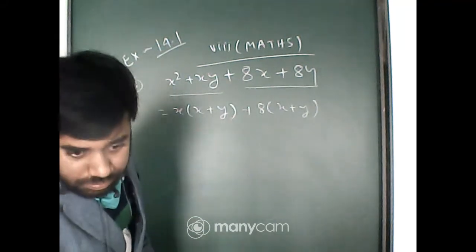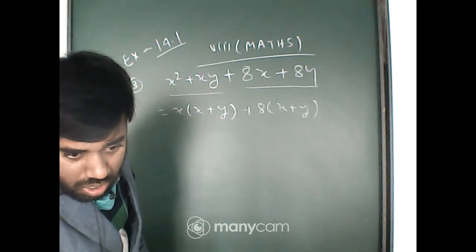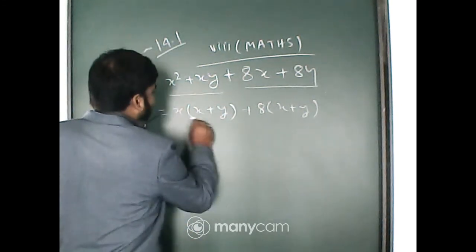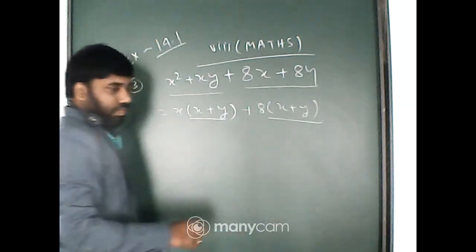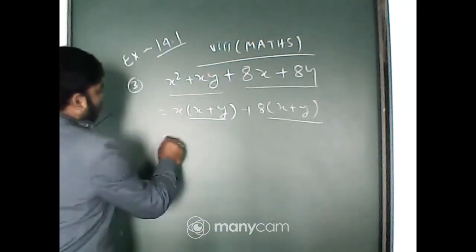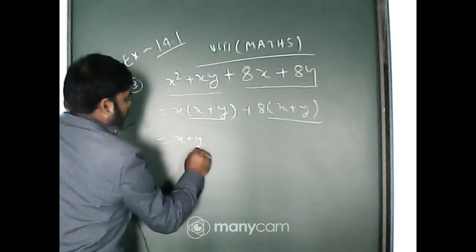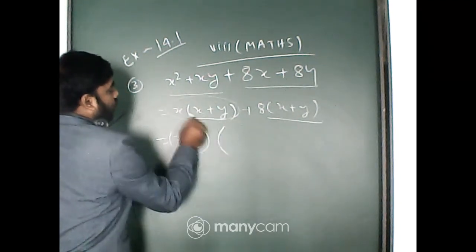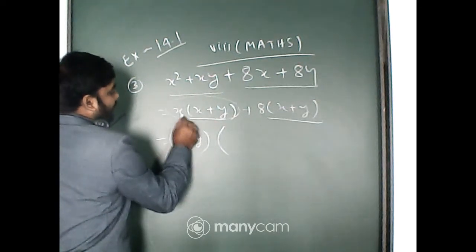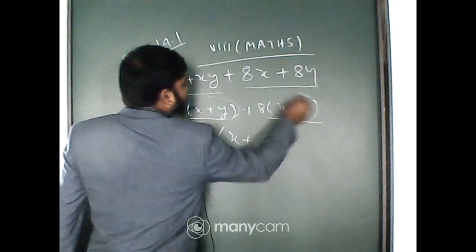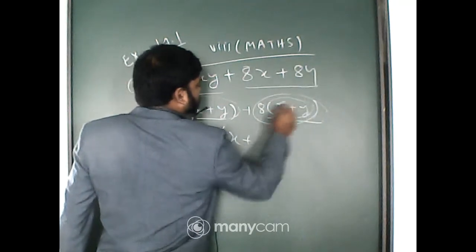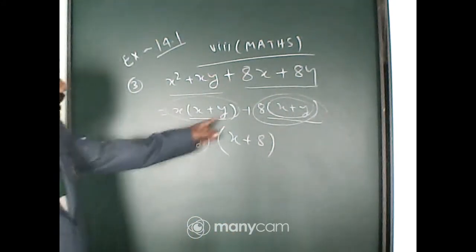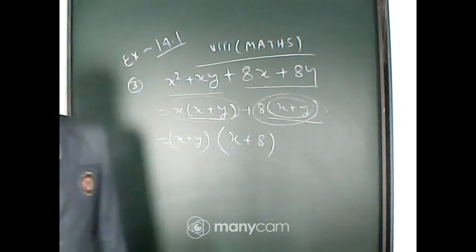x plus y is the common term. Now taking x plus y as common, from the first term, only x is remaining, and from the second term, only 8 is left. So x plus y into x plus 8. Okay, it is the answer.